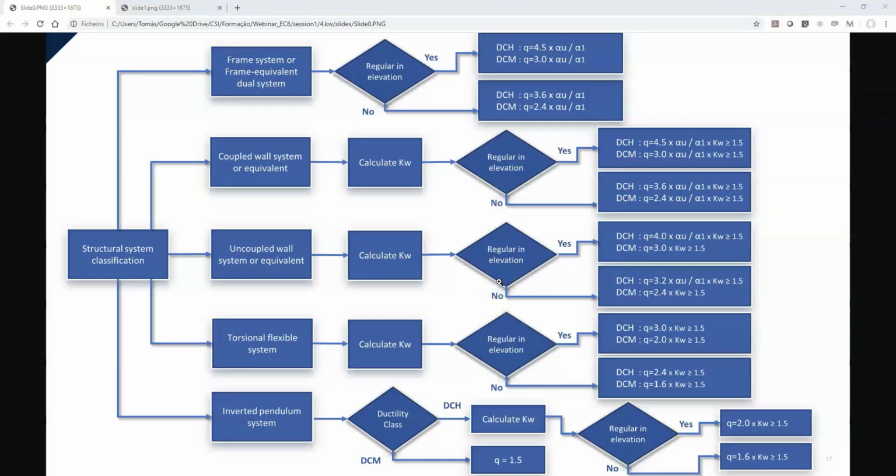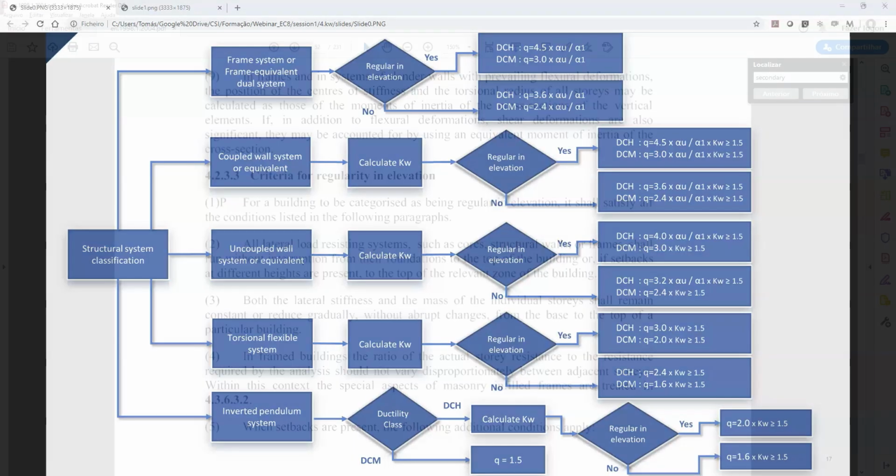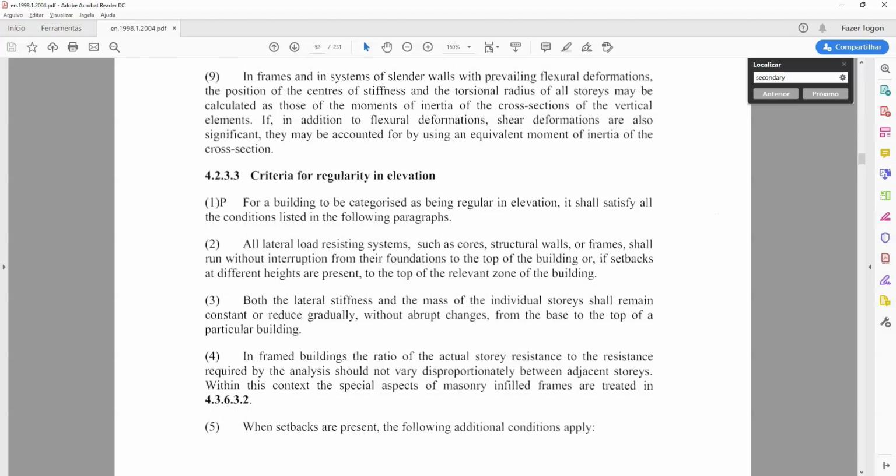This topic arises because our flowchart shows that for any structural system direction, there is an important requirement, a 20% reduction in the behavior factor if the building is not regular in elevation. Let's look at how Eurocode defines regularity and elevation. There are some fundamental conditions. First, all structural systems intended to resist seismic actions and lateral loads, such as walls, cores, and frames, must be continuous in height. This is a fundamental condition, and our building clearly meets it.